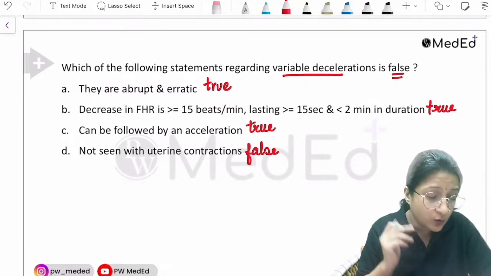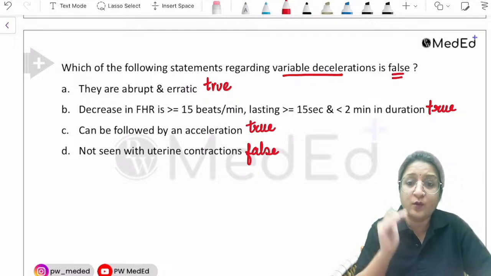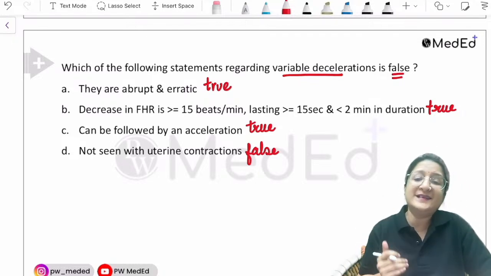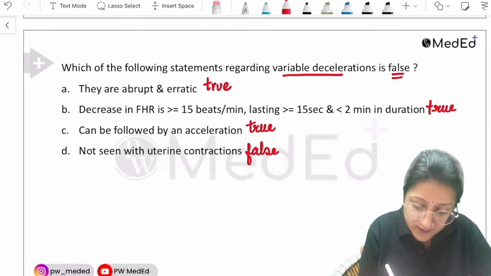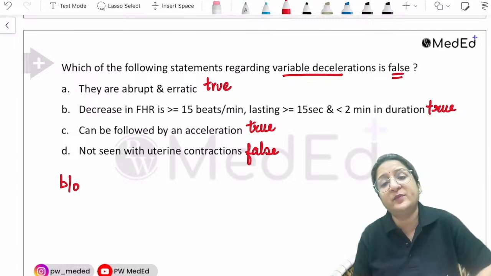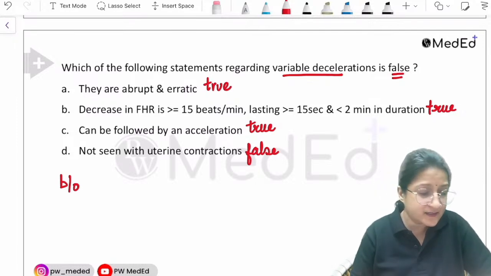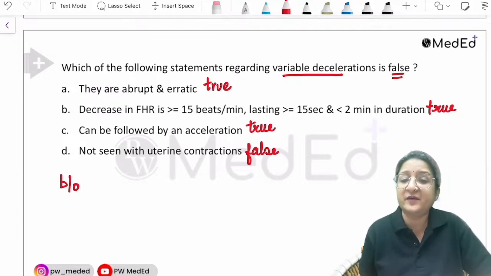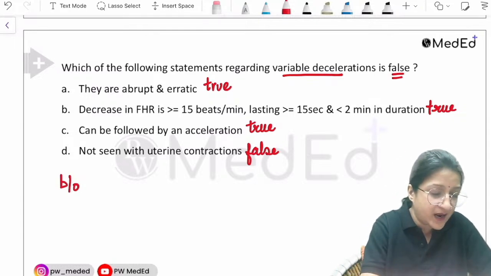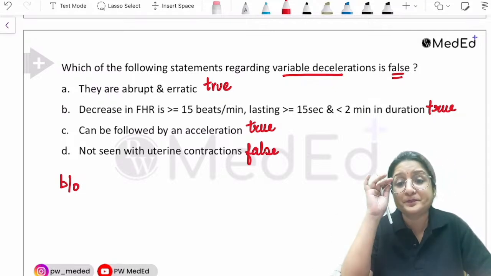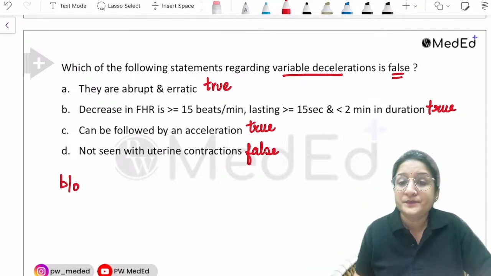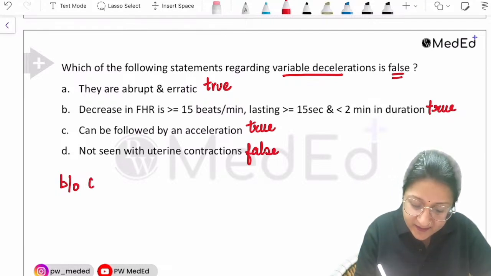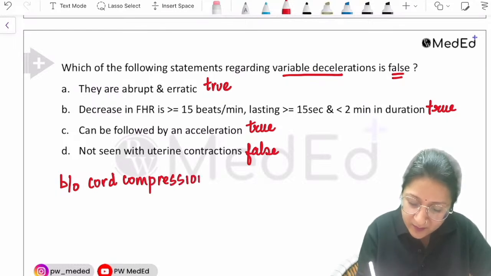And not seen with uterine contractions, that's a false statement. So to support my answer, tell me why variable decelerations occur in the first place. What is the cause? Variable decelerations happen because of what? What is the reason behind these variable decelerations? Anybody? The reason behind these variable decelerations is cord compression.